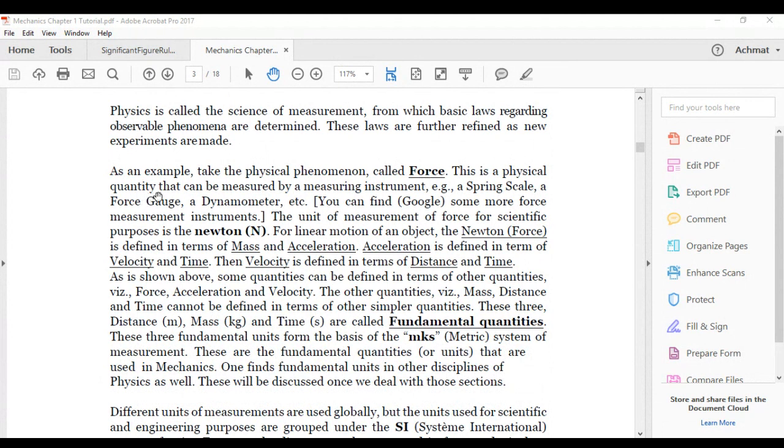That is a physical quantity. We know nowadays that we can measure it with a measuring instrument, which we can call a spring scale, a force gauge, a dynamometer. You can actually go into Google and find other force measurement instruments as well. For scientific purposes, we normally say that the unit of force is the Newton.